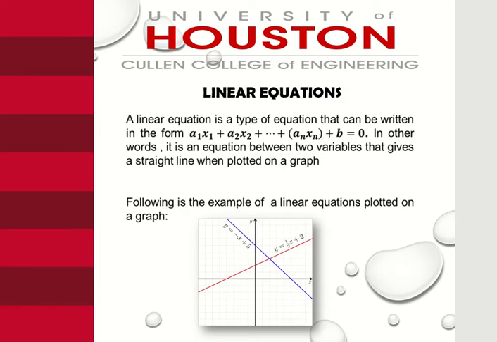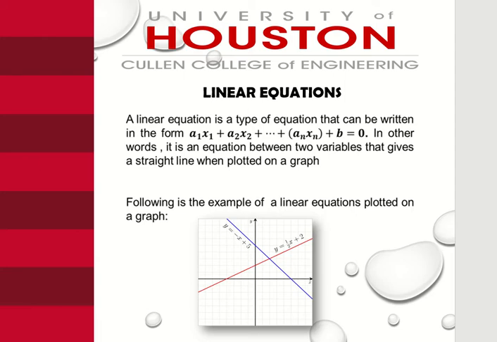Linear equations. A linear equation is a type of equation that can be written in the form a1x1 plus a2x2 plus and so on till anxn plus b equal to 0. In other words, it is an equation between two variables, or it can be an equation between 3 or 4 variables depending upon the number of planes. If you have two planes, it would certainly have two variables, but if we are seeing the system in three dimensions, then we have three variables.